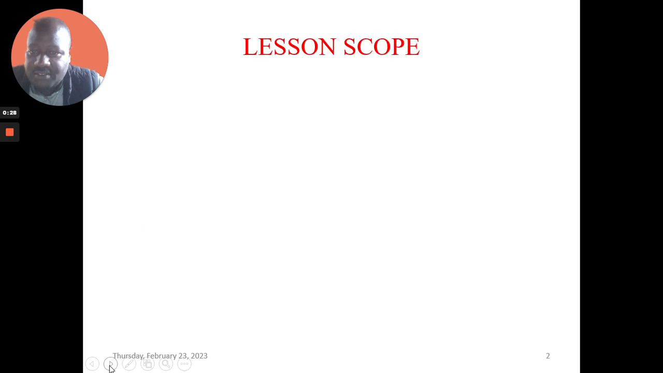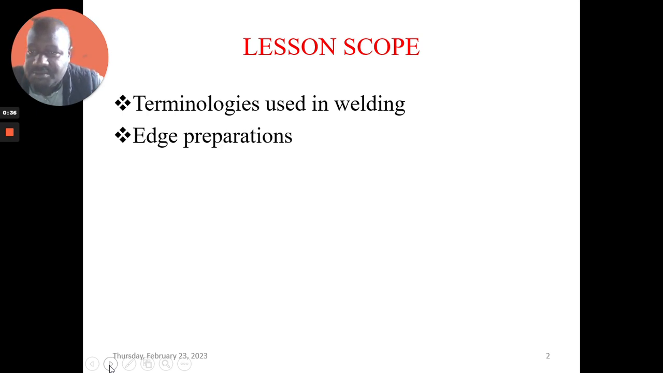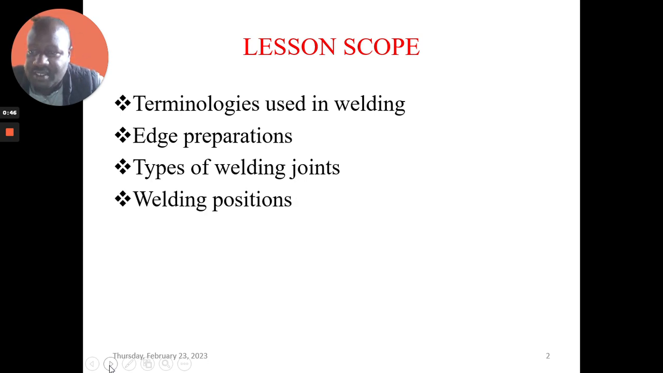The scope for this lesson is that we are going to see the terminologies used in welding and fabrication, the edge preparation between the two metals to join together. We are going also to see the types of welding joints and the welding positions in which you position your workpieces while welding.